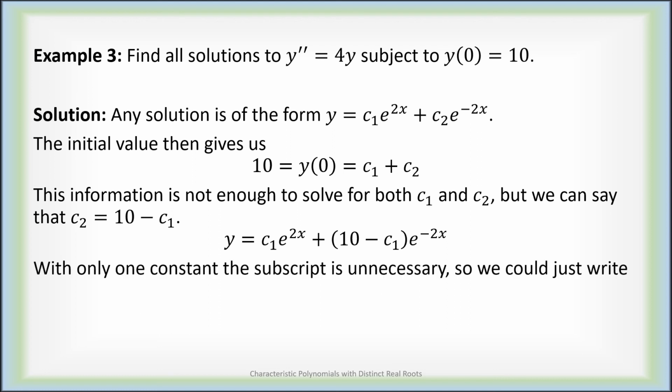Okay. With only one constant unknown, the subscript is a little unnecessary. So we can simply write that y is some constant e to the 2x plus 10 minus that constant e to the minus 2x. We don't have an exact solution yet. We didn't have enough information to begin with, but we've narrowed it down a bit.